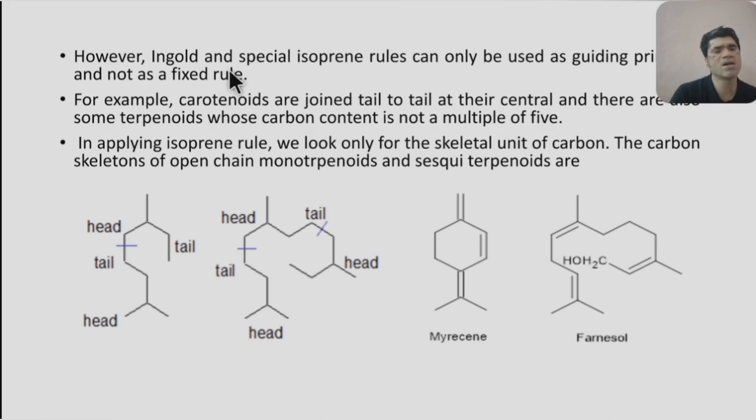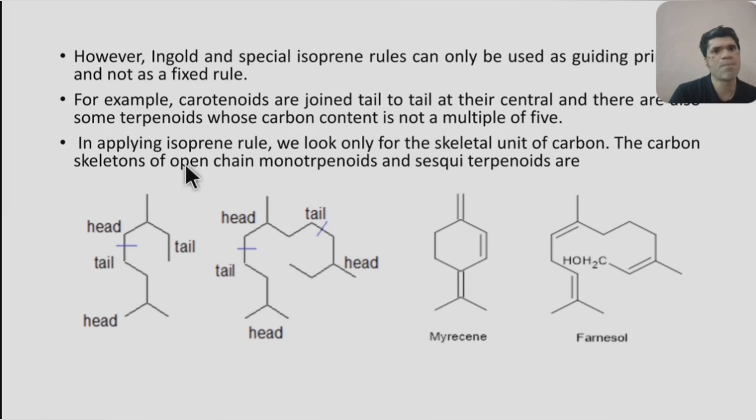However, Ingold and special isoprene rule can only be used as a guiding principle and not as a fixed rule. So why is this? This is because some terpenes like carotenoids are joined in a tail to tail fashion. That means it is not necessary that all terpenoids should contain head to tail fashion, but some terpenoids can also have tail to tail fashion, and hence these rules are not fixed.